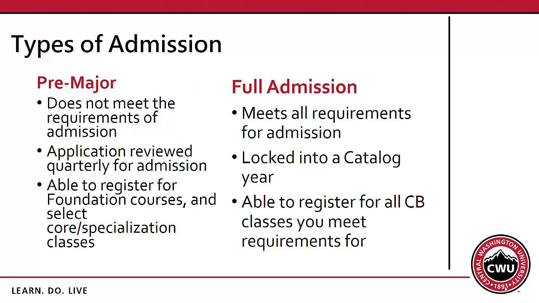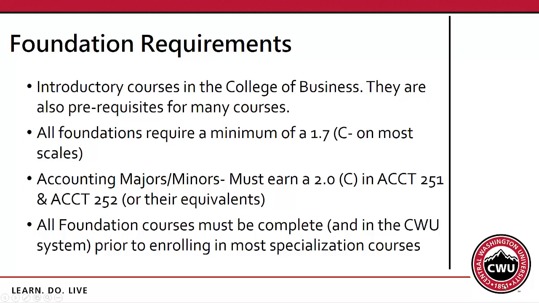There are two types of admission to the College of Business. You can be pre-majored, which means you are still working towards the admission requirements, or fully majored. Pre-majors are evaluated at the end of every term for admission status. The next portion on the advising sheet are the foundation requirements. The foundation requirements are your building blocks for the rest of your business curriculum and are some of the first courses you will take in the College of Business.